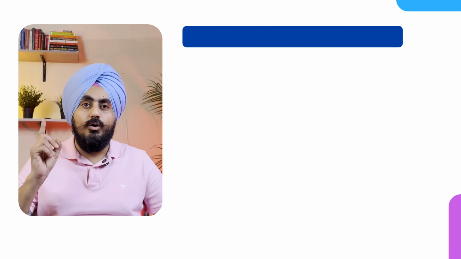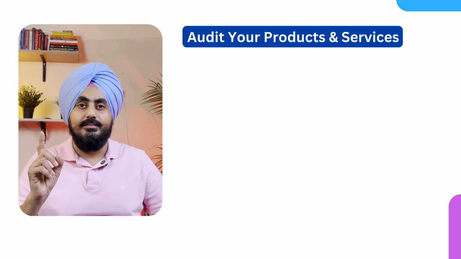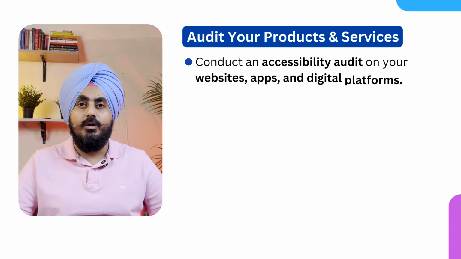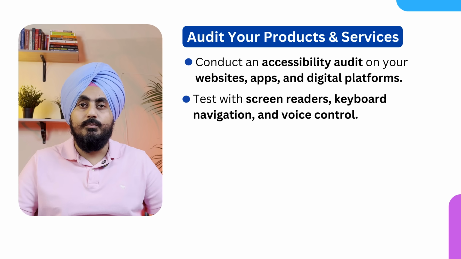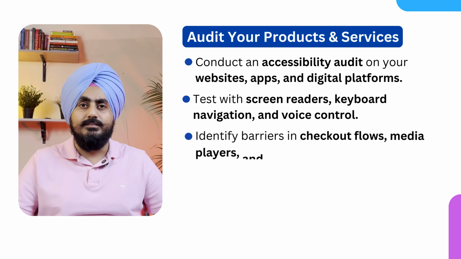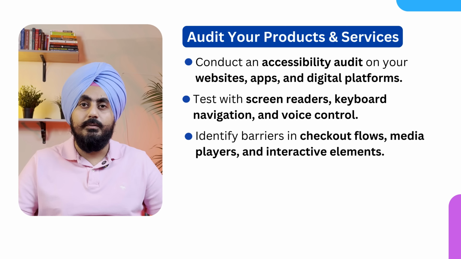Here are the 3 steps that you can take right now to ensure compliance. First, audit your products and services. Conduct an accessibility audit on your website, apps, and digital platforms. Test with screen readers, keyboard navigation, and voice controls. Identify barriers in checkout flows, media players, and interactive elements.